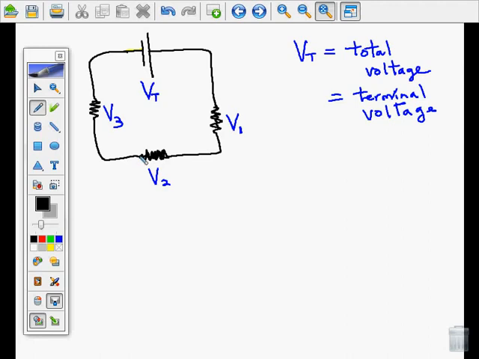However, we still can write down the hidden rule for the overall relationship between the total energy handout per charge, the VT, and the energy consumptions per charge, V1, V2, and V3. Can anyone read your physics teacher's mind and tell me what's the hidden law between those voltages?